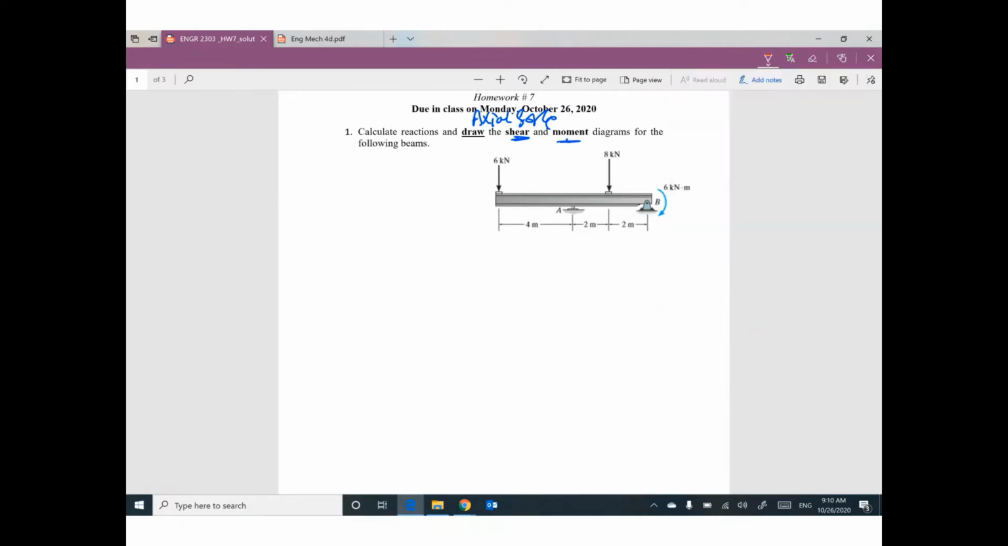First step, please do your reaction calculation well. We have one reaction at this roller. The problem will mention what type of supports. Don't worry about this point, but please read the problem carefully. We have two reactions, YB and XB.